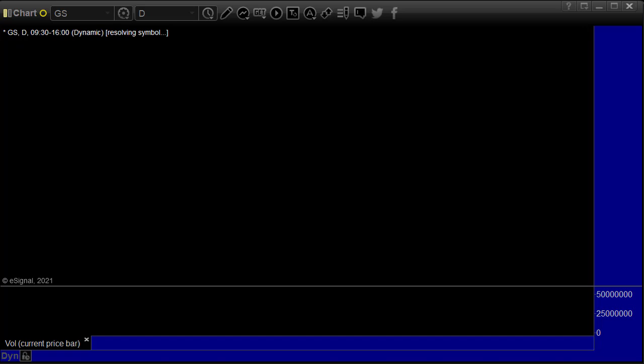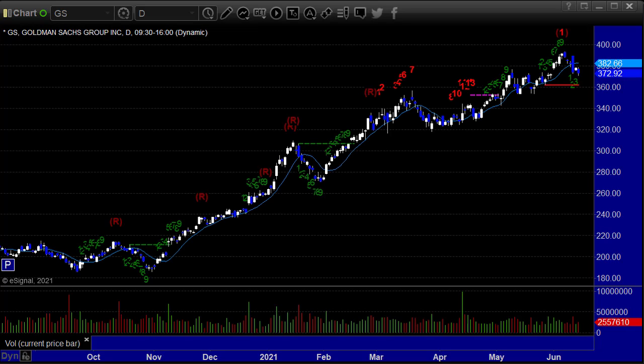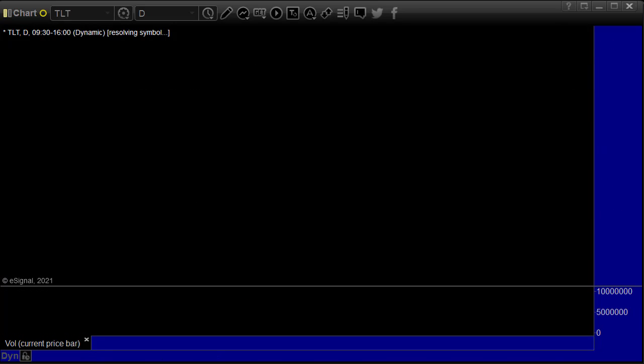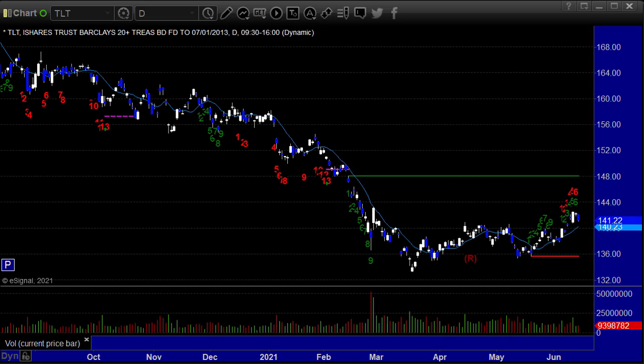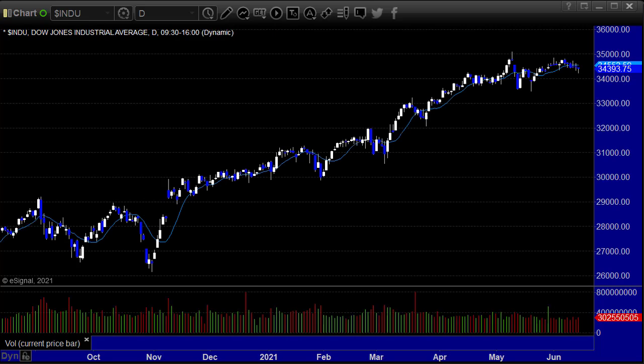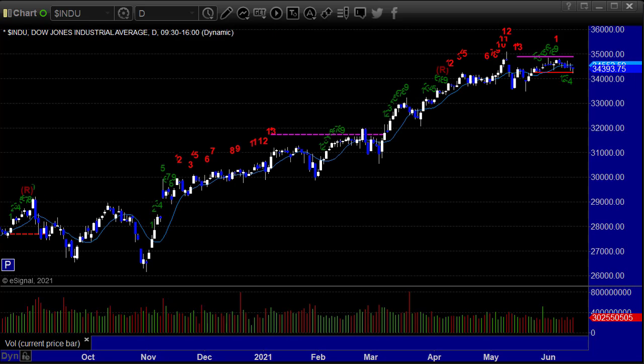Goldman Sachs down $5.13. TLT, the 20-year bond ETF, was down $1.09, so rolling over there a bit after being up for a couple days. The Dow is down 85 points. Bitcoin closes back near 40,000. And the put-call ratio closes at 0.53.